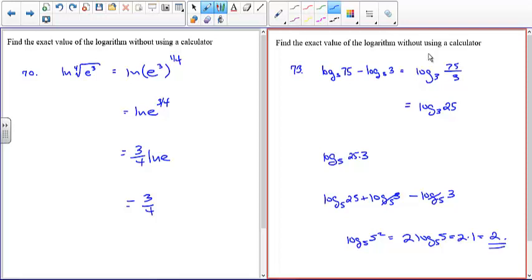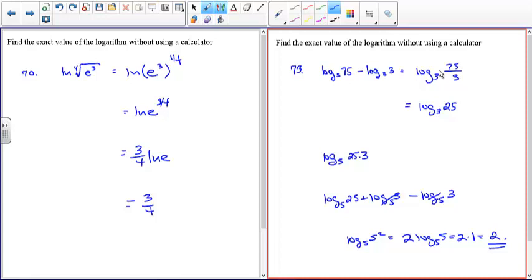Okay, so why didn't this one work so well? I don't know. Let me just think about this for a second. Natural log of 25 divided by the natural log of 3. I'm using the change of base formula. 75 divided by 3 is 25. Anyway, let's just try this.